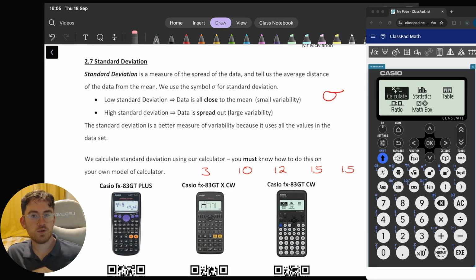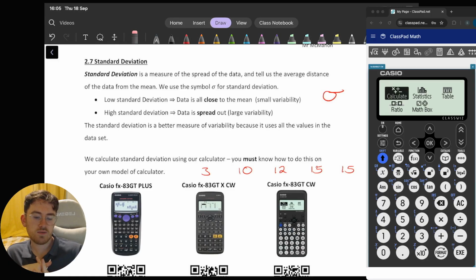Okay? Low standard deviation means the data is all close to the mean. So we would say it is a small variability. Okay, so it's all quite close to the mean, it's all quite close together. High standard deviation means it's quite spread out, there's large variability within my data.